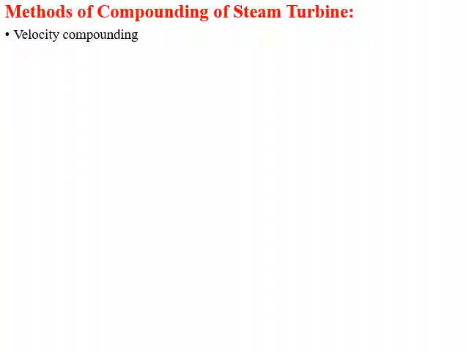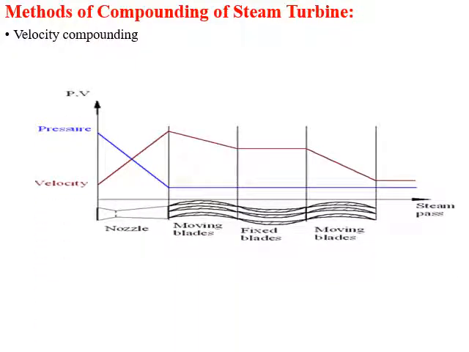Now the first one is velocity compounding. See the variation of pressure and velocity in velocity compounding. See here the PV diagram, the pressure and velocity diagram. See the arrangement of the fixed blade as well as the moving blades. There is a nozzle, then moving blades, then a fixed blade, and another moving blade. Initially the steam is supplied to the nozzle, which is the inlet to the nozzle. The pressure drop or enthalpy drop occurs in the nozzle.